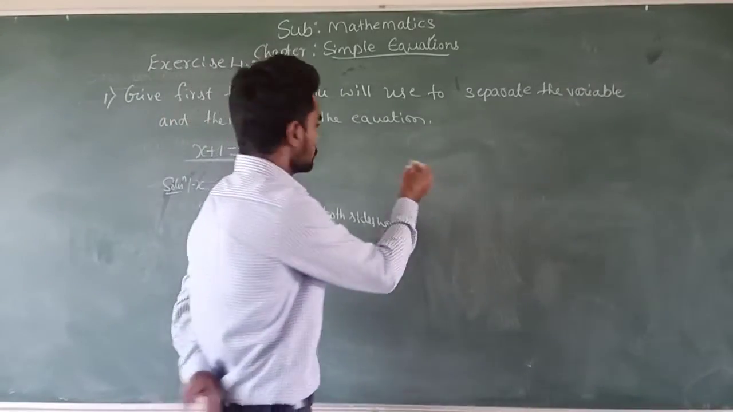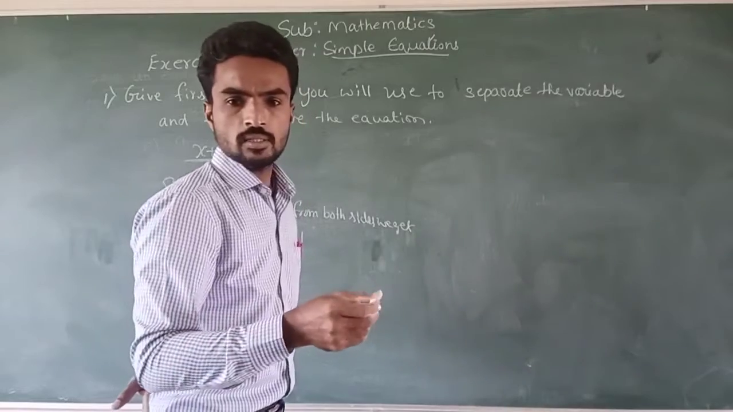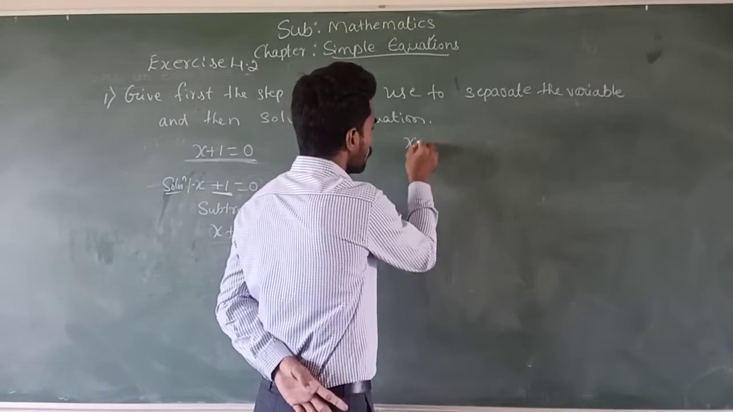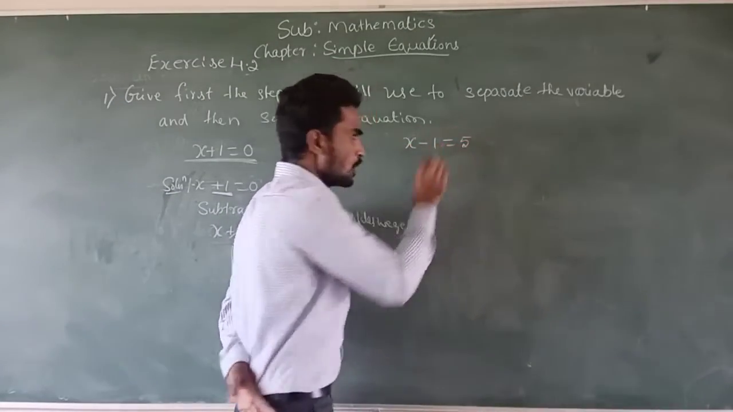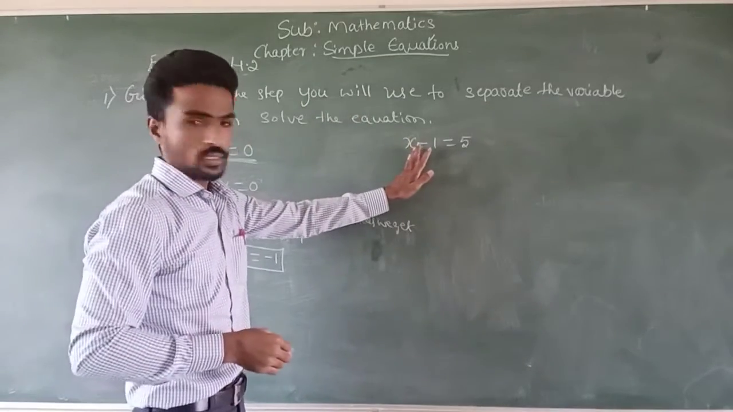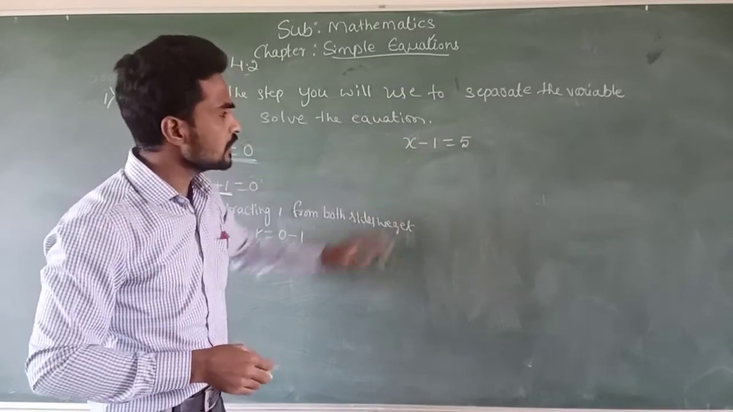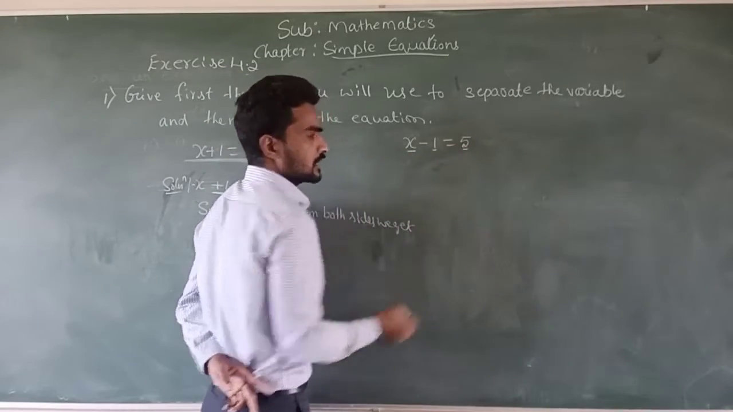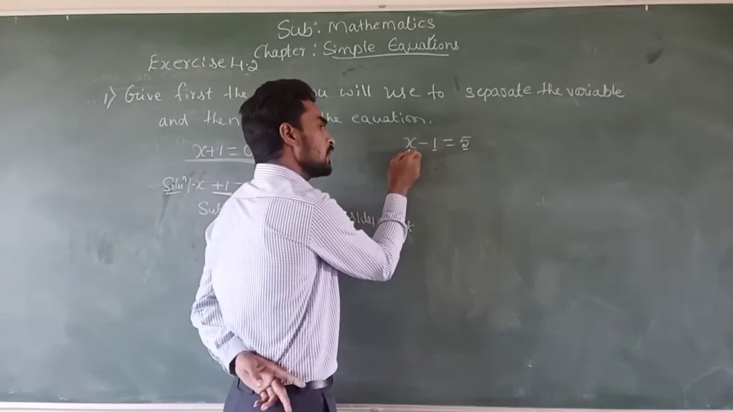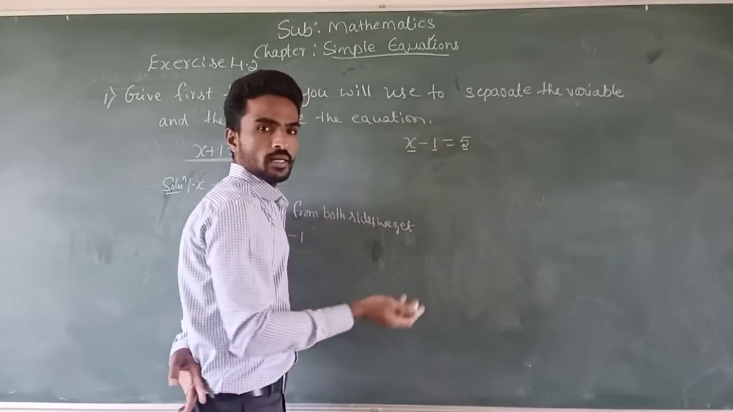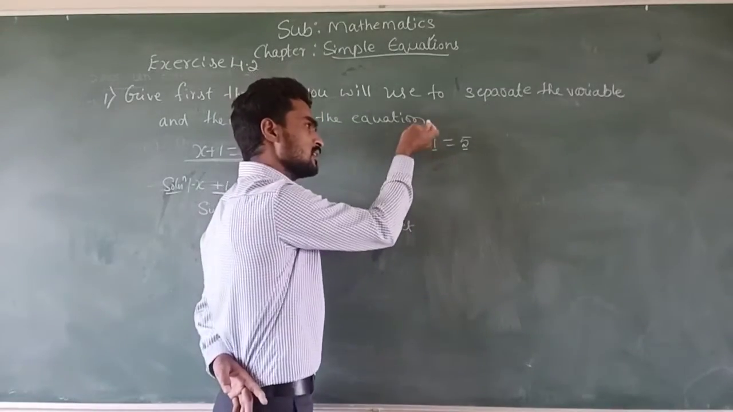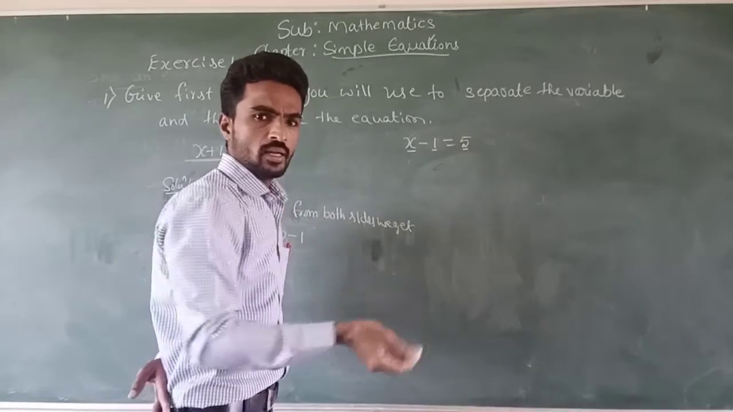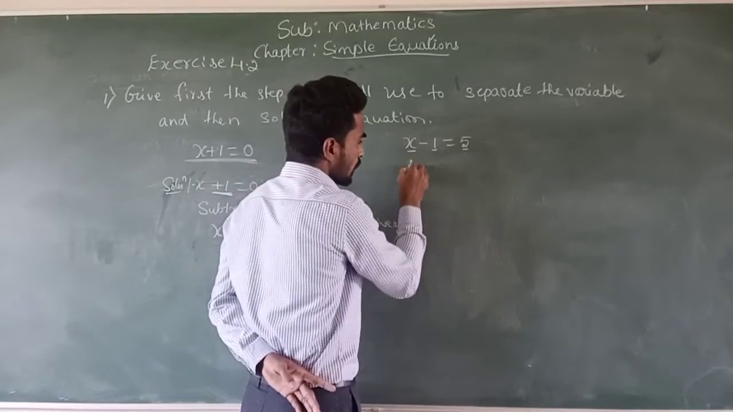Next equation is x minus 1 is equal to 5. X minus 1 is equal to 5. Observe the equation. Here x is the variable, 1 and 5 are the constants. Here from variable x, 1 is subtracted. Therefore for cancelling this 1, we can add 1 on both sides.